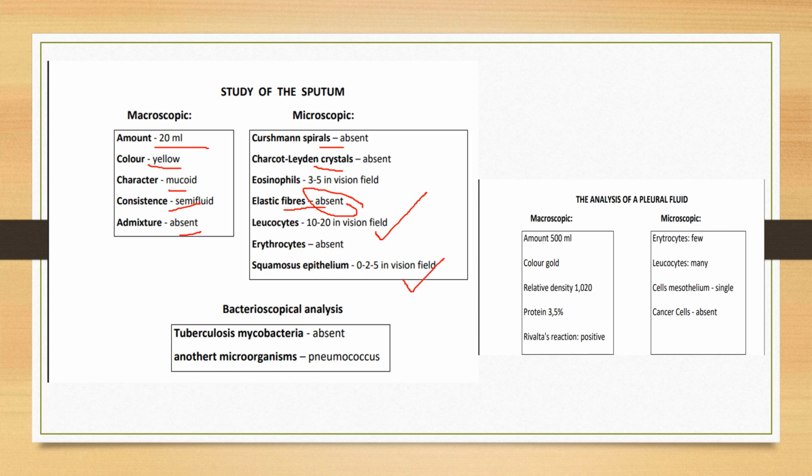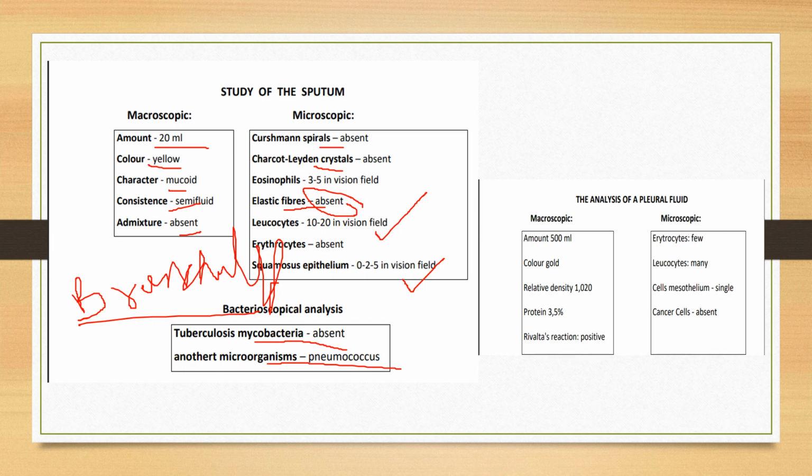I told you whenever there is the presence of the leukocyte, this indicates inflammation. And if leukocyte with the squamous epithelium, then we are talking about bronchitis, because we know bronchitis is also a type of inflammation. So this disease is bronchitis. And we can see tuberculosis mycobacteria absent and another microorganism, pneumococcus. But we don't have any special things on this, so we can easily say on the behalf of the leukocyte and squamous epithelium, this is the bronchitis.